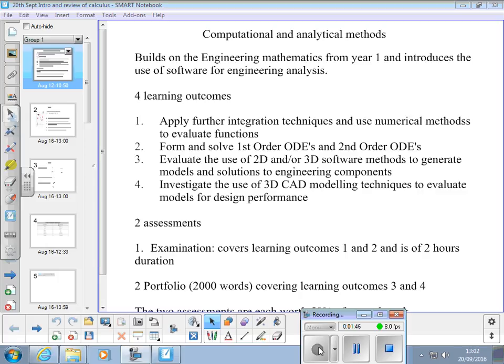So there's two assessments. First of all, there's an examination largely covering learning outcomes 1 and 2, and that is of 2 hours duration, and that will take place in May, in the 3 weeks after the end of the 12-week second semester teaching period. Now, this module goes all the way through the year. The only exam you've got in January is the mechanical principles exam.